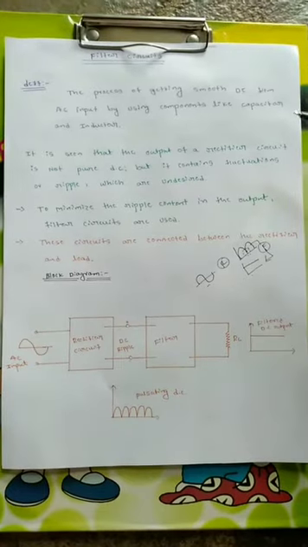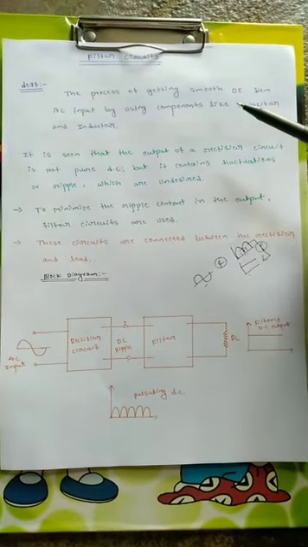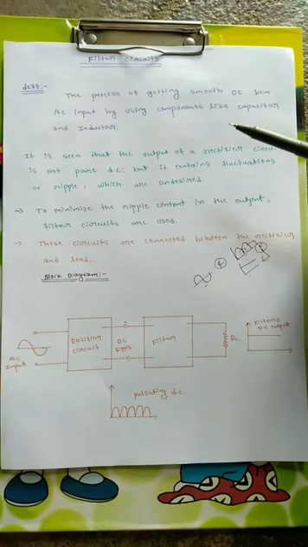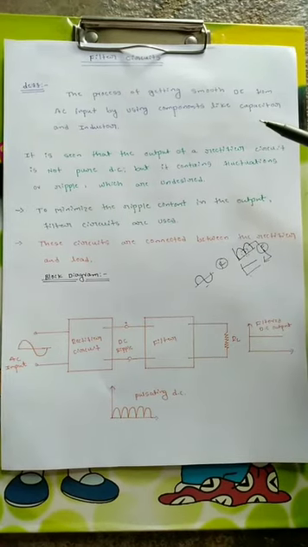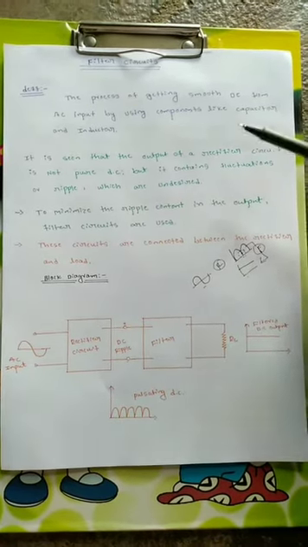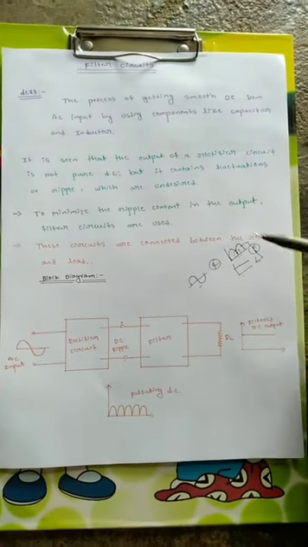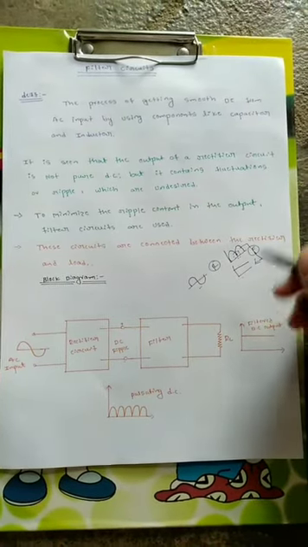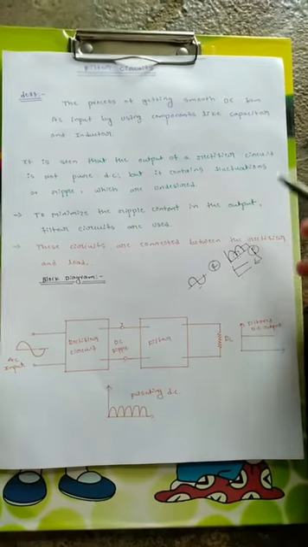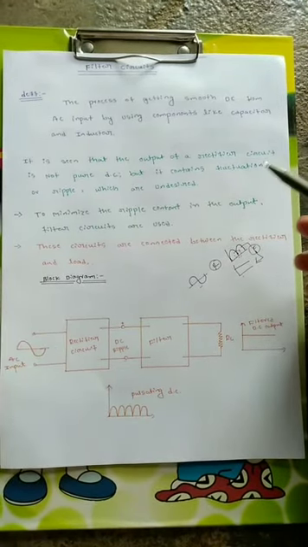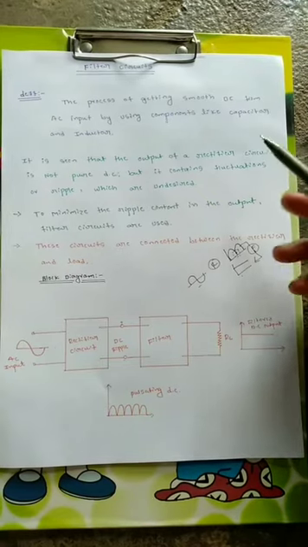So what is meant by filter? The process of getting smooth DC from an AC input by using components like capacitors and inductors is called filtering. By using capacitors and inductors we are creating a smooth DC here. The process of doing the same is called filtering, and the circuit which does the work is called a filter circuit.